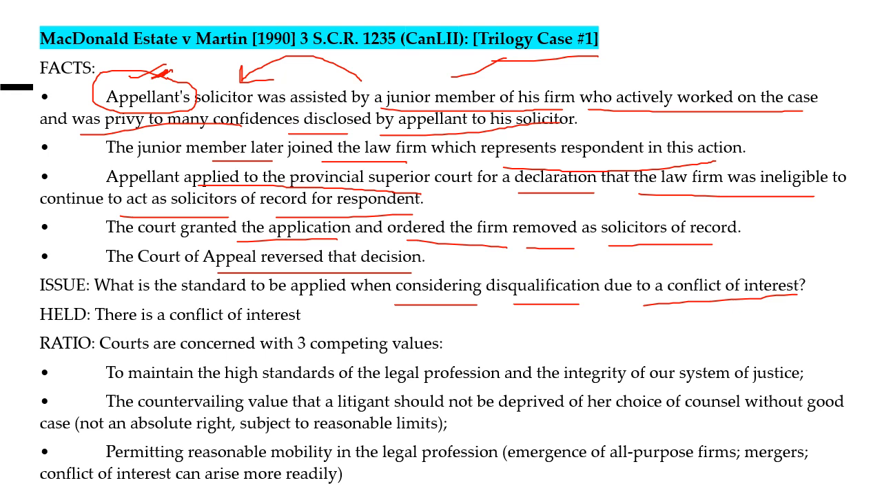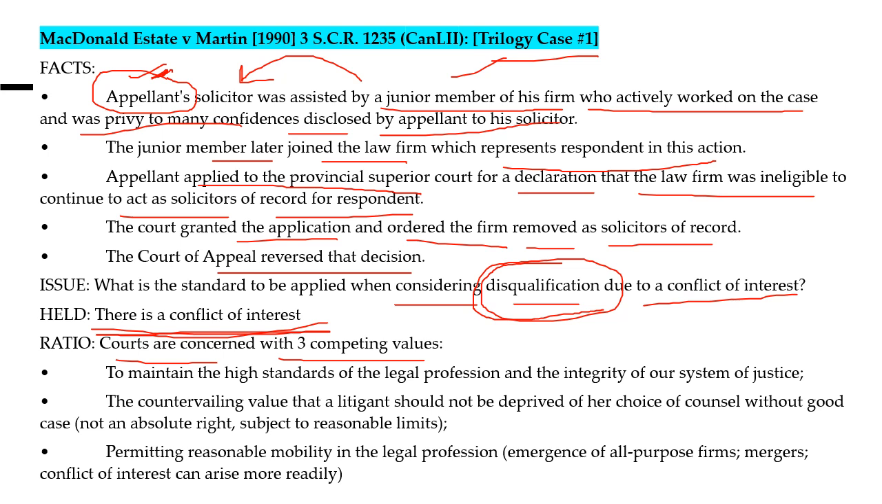So earlier the court only removed the solicitors of record, but the Court of Appeal reversed the decision. The Court of Appeal said that in this case the person has to be disqualified, has to be taken out from representation, as there is a clear-cut conflict of interest. So three competing values were highlighted by the court in its reasoning.